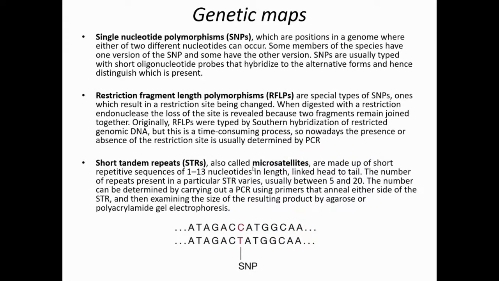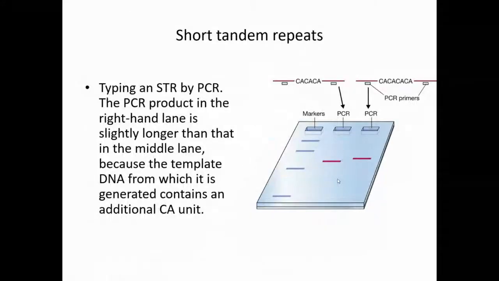Okay, and then the short tandem repeat, also called a microsatellite. They are made up of repetitive sequences of 1 through 13 nucleotides in length. The number of head-to-tail repeats present in a particular STR varies, usually between 5 and 20. That's STR. Just like here, you have a dinucleotide, CA, CA, CA, and then you have 3 repeats, and you have 4 repeats. After the PCR reaction, you perform gel electrophoresis, then you will be able to see the difference and determine the short tandem repeat. So that's the difference. That's STR.